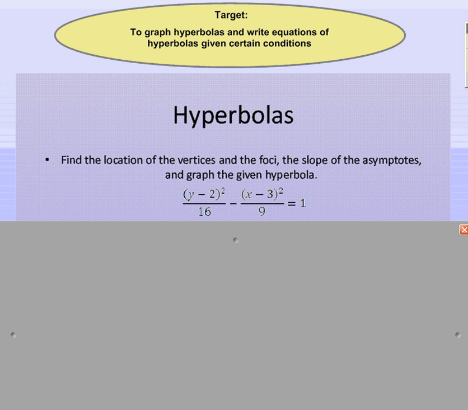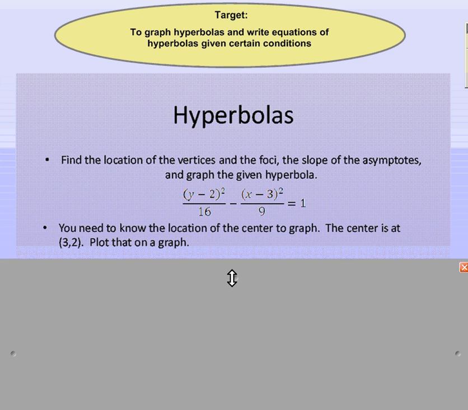Let's see an example. We're going to find the location of the vertices, the foci, and slope of the asymptotes. We're going to graph this hyperbola. It is already in standard form because it's y first. The branches are going up and down. The center is found at your HK. You take those out. It's at 3, 2.